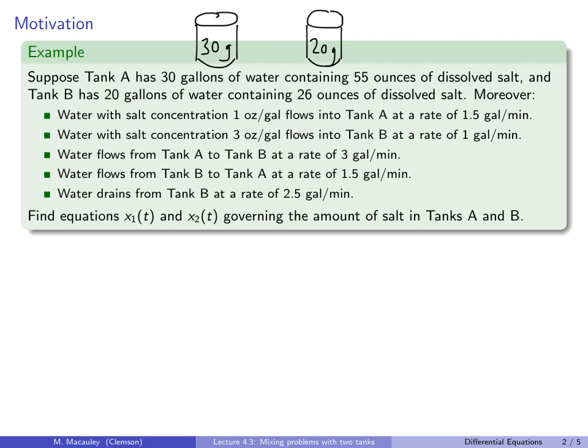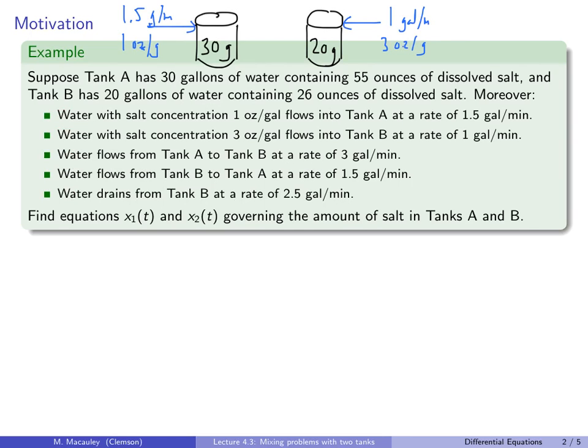Let me do it this way. So the first one, water flows into tank A at a rate of 1.5 gallons per minute. I'll just abbreviate this as G and M. I think you know what I mean. And the concentration is 1 ounce per gallon. We have water flowing into tank B at a rate of 1 gallon per minute. Oops, I forgot my convention. Oh well. And 3 ounces per gallon.